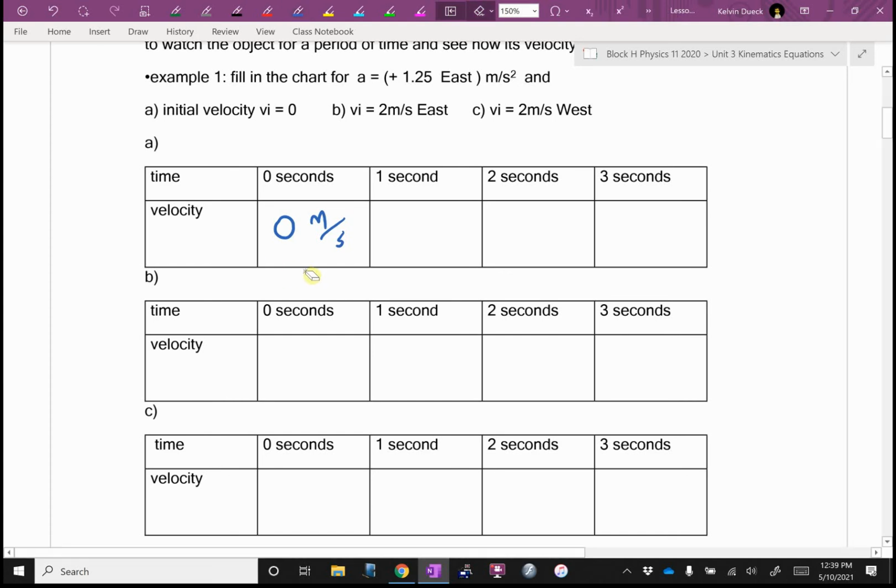So if we start at 0, how fast are we going after 1 second? 1.25 meters per second. We're still accelerating. After 2 seconds, how fast are we going? Can you do the math in your head, Parker? 2.5 meters per second. After 3 seconds, how fast are we going?